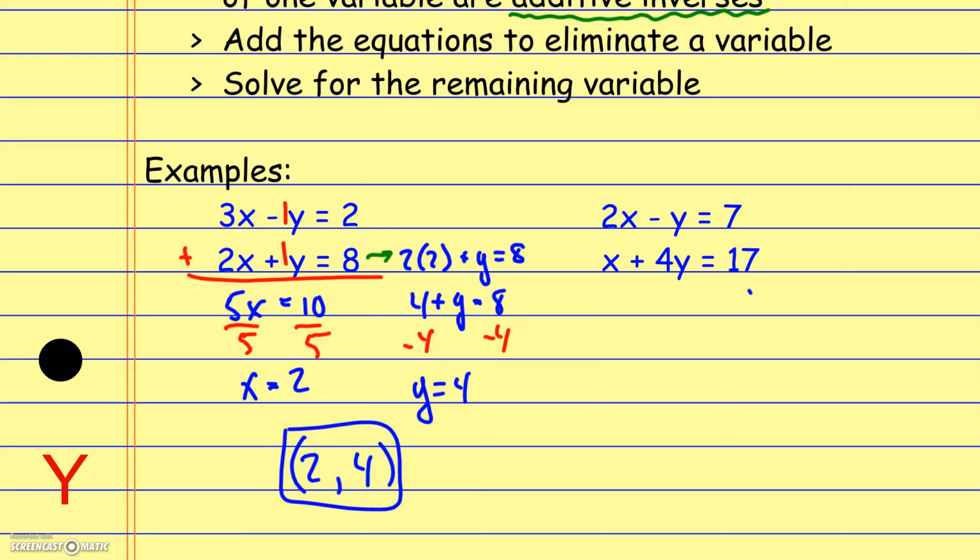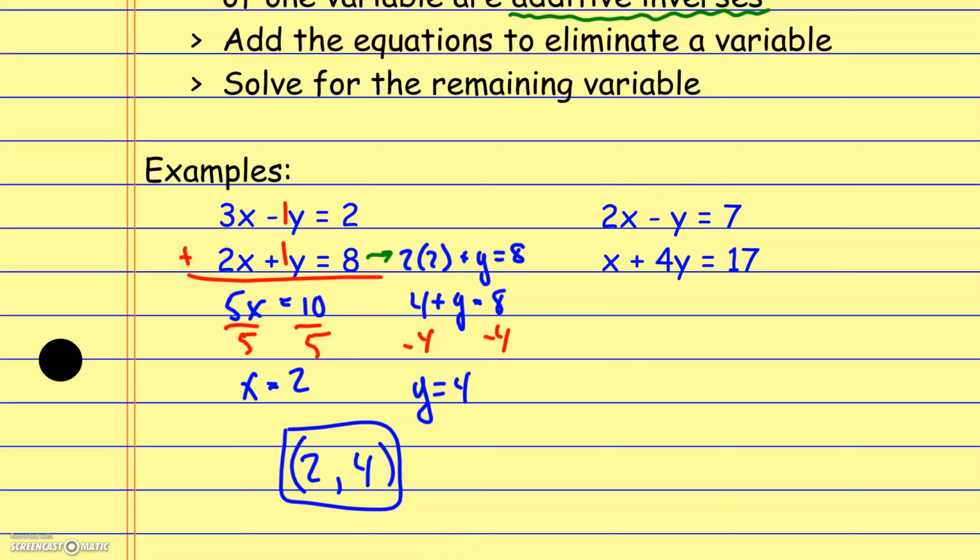If I look at the next one, I have to decide which variable I want to get additive inverses in front of. Really here, it's not that obvious. You could get additive inverses in front of x or y. It doesn't matter. For our purposes, we'll get it in front of y this time. And the only reason I'm choosing y is because I've got one that's positive and one that's negative already. Okay, so I don't have to worry as much about the sign.